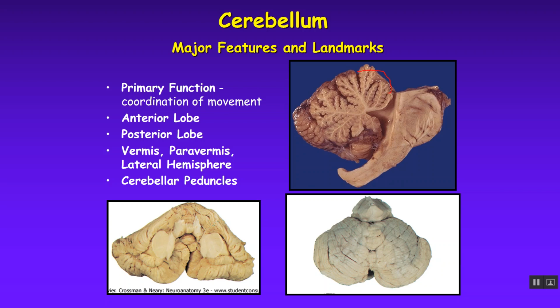The cerebellum, here I'm going to change this to yellow. So the cerebellum is this whole structure here, and this portion here is the anterior lobe, and this real big portion back here would be the posterior lobe, when you're looking at it in a mid-sagittal section here.